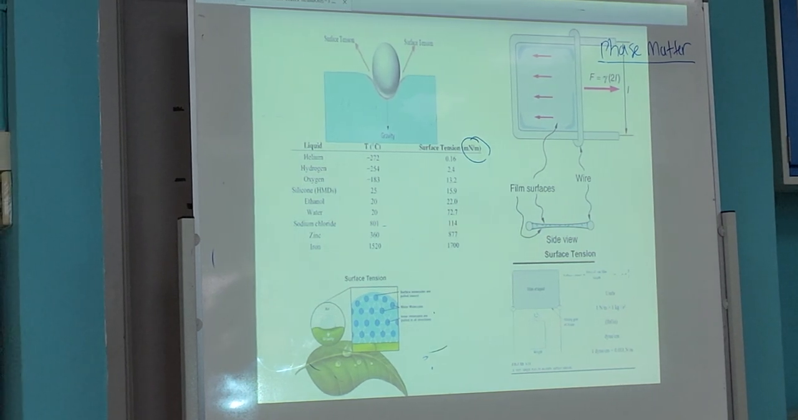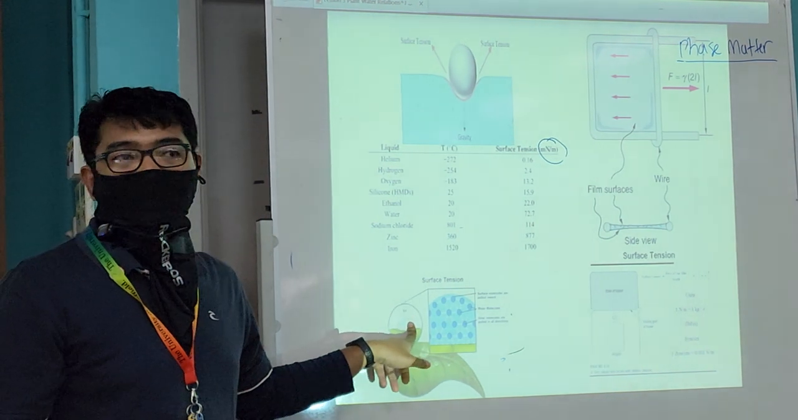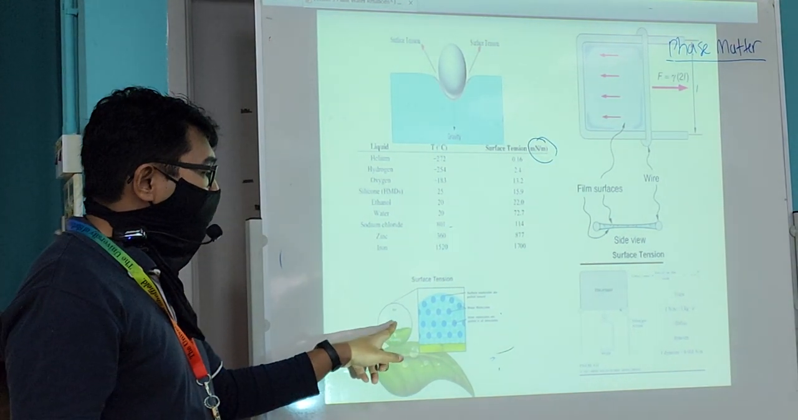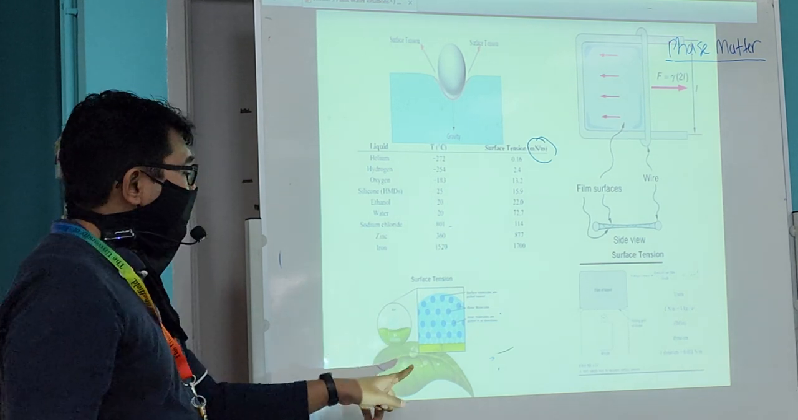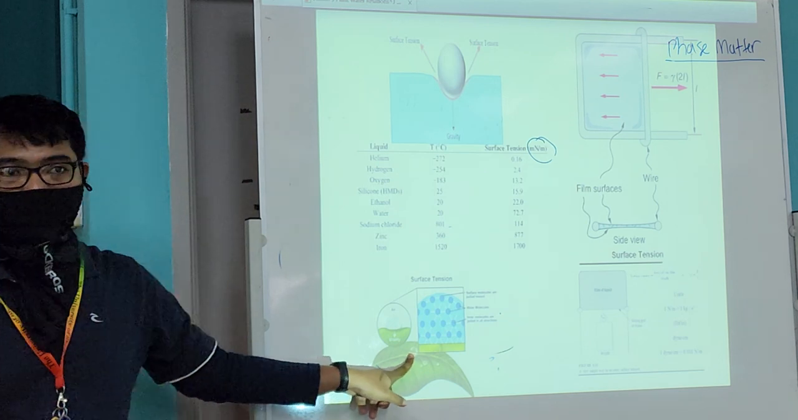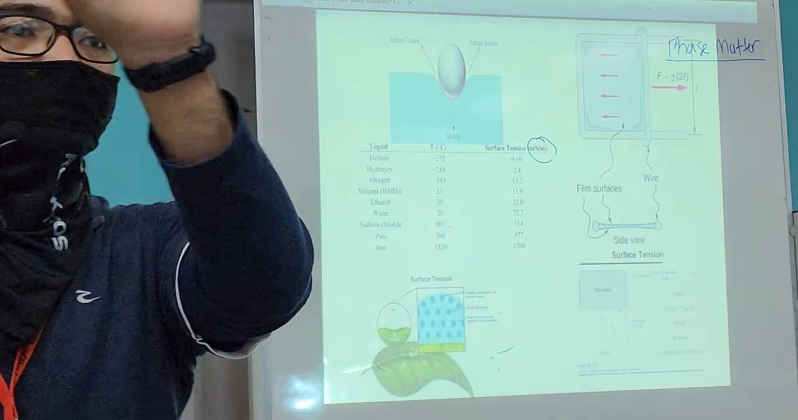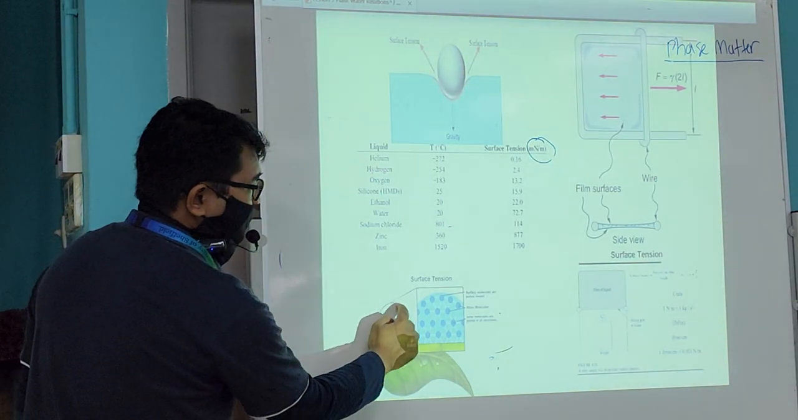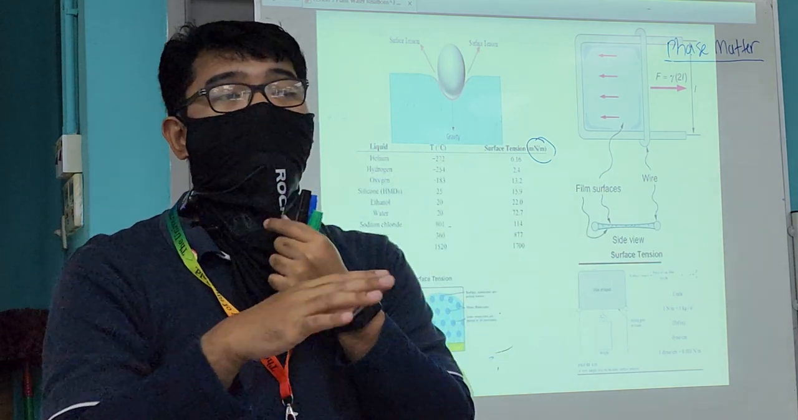Okay. And also you got phenomena like dew. Droplets can form on the leaf surface. If water hasn't got surface tension, these water droplets will not form. It will form like a film. It will not form like a sphere this way. Okay, it will spread out across the leaf.